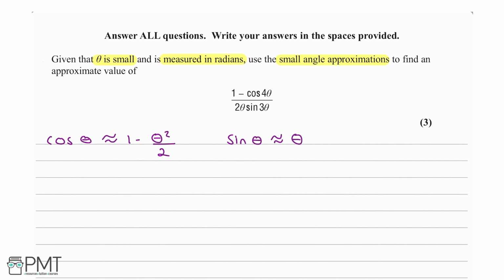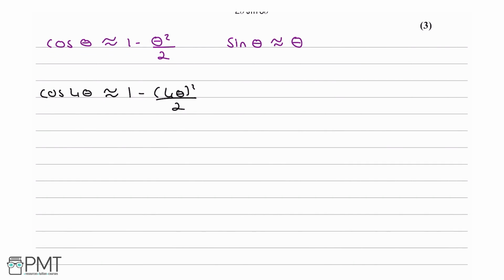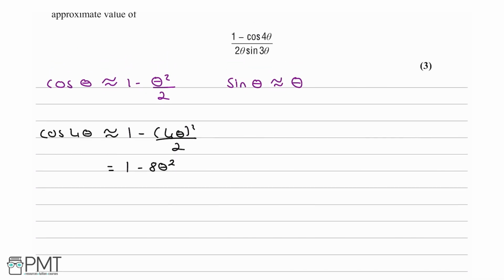Well, if we notice in the question, we have a cosine 4 theta as indicated by the pointer. So let's start by solving for cosine 4 theta. So cosine 4 theta would be approximately 1 minus 4 theta squared all over 2. Then this in turn equals 1 minus, well, 4 theta squared gets you 16 theta squared. 16 theta squared divided by 2 gets you 8 theta squared. Now, sine 3 theta is approximately 3 theta.